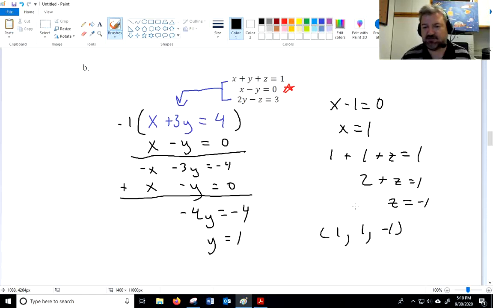You can check. Clearly it works in the top equation. 1 plus 1 minus 1 is 1. 1 minus 1 is 0. It works in the middle. 2 times y, so 2 minus a negative 1 is 3. So 3 equals 3.